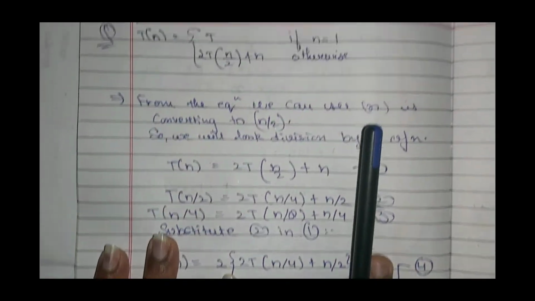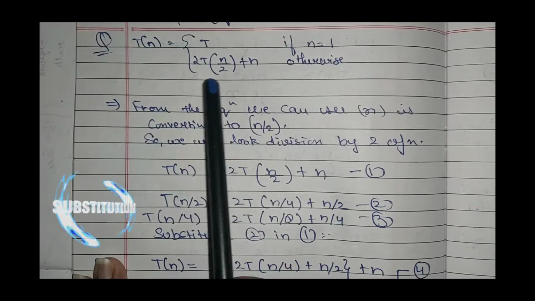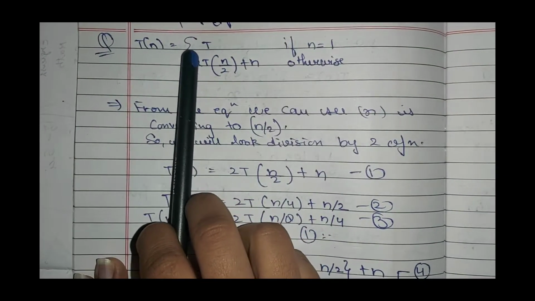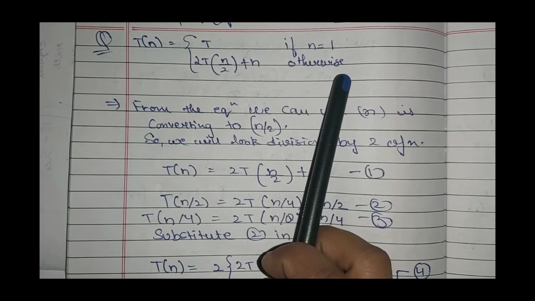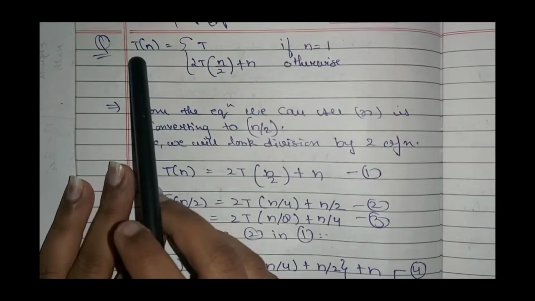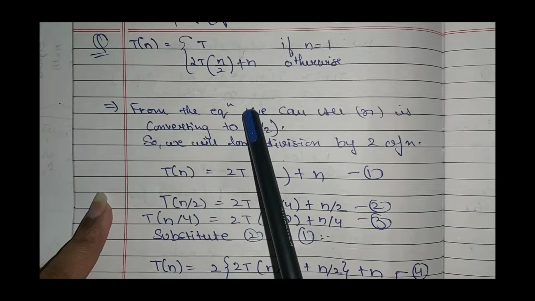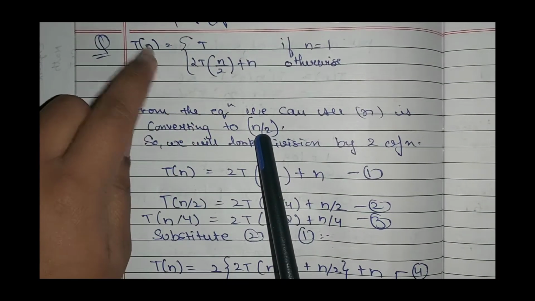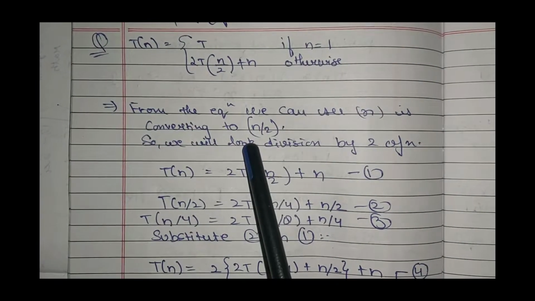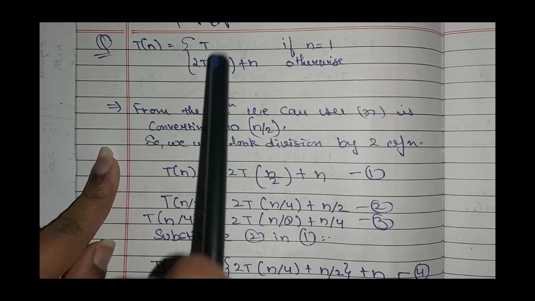See, we are given the question. This is the question: T(n) is equal to 2T(n/2) plus n, and when n is 1, we are given the function T(1), and otherwise for all the other conditions we have this function. So from the question itself we understand that our function is T in terms of n. Now our n is converted to n by 2. So our first step will be to convert n into n by 2.